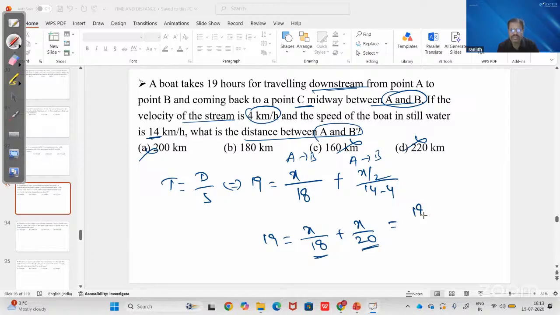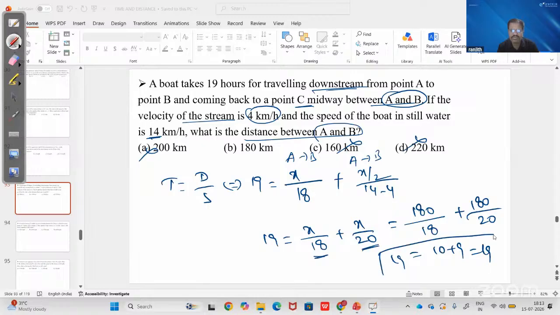If I substitute, 180 by 18 plus 180 by 20, the answers are 10 plus 9, which equals 19, so x equal to 180 kilometers.